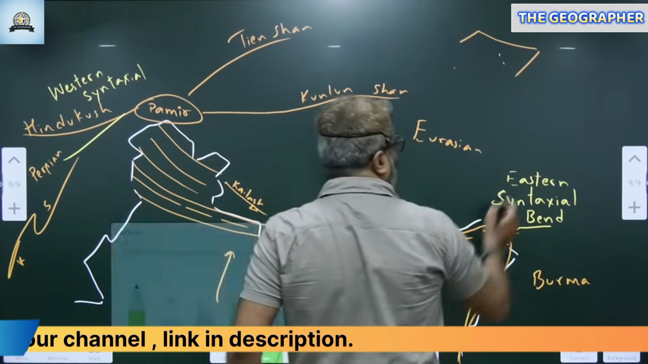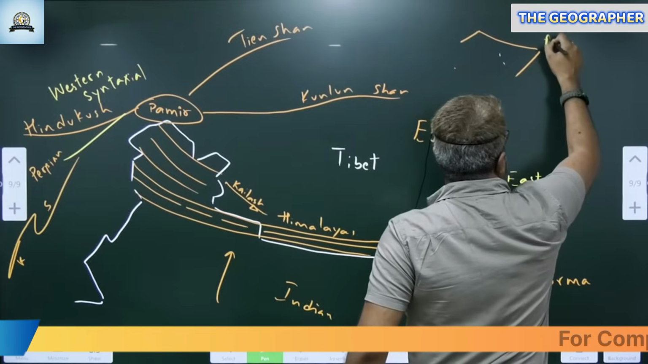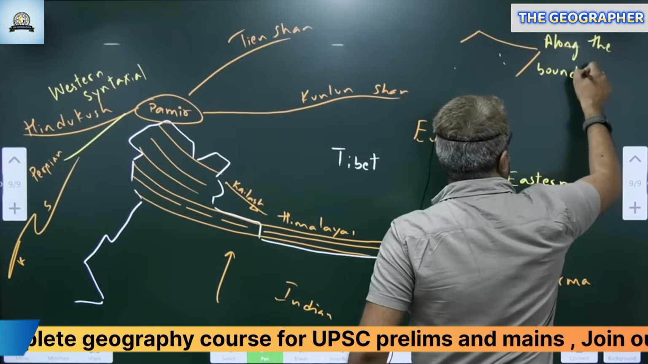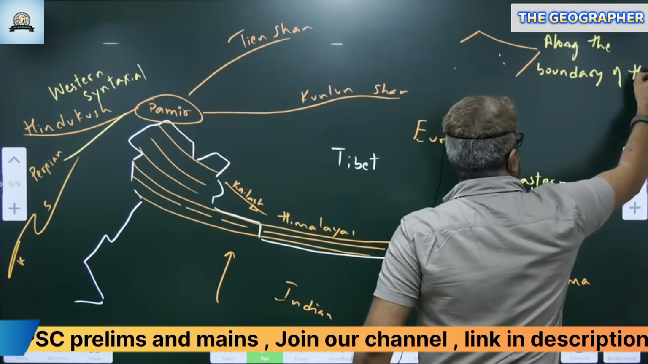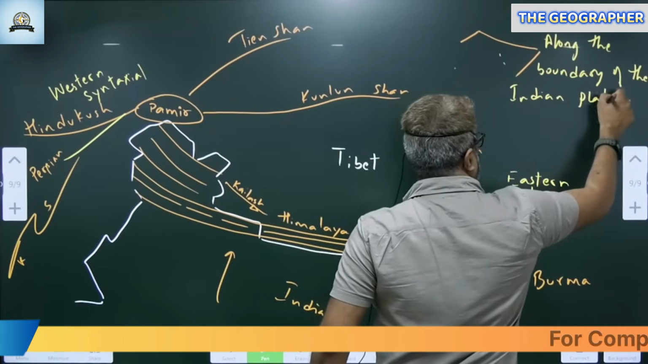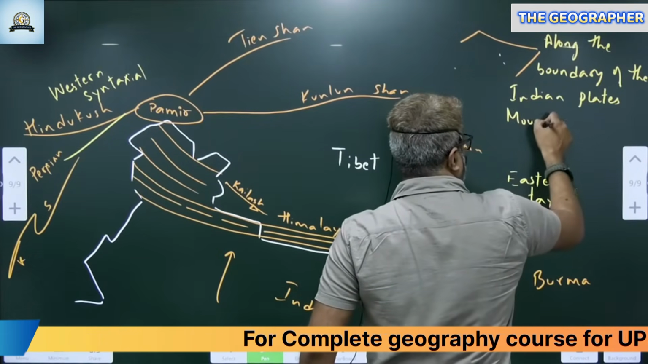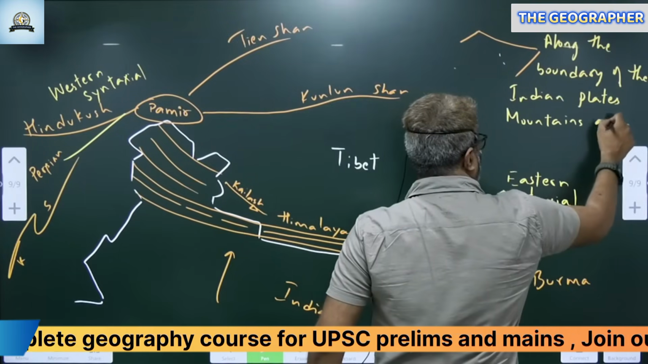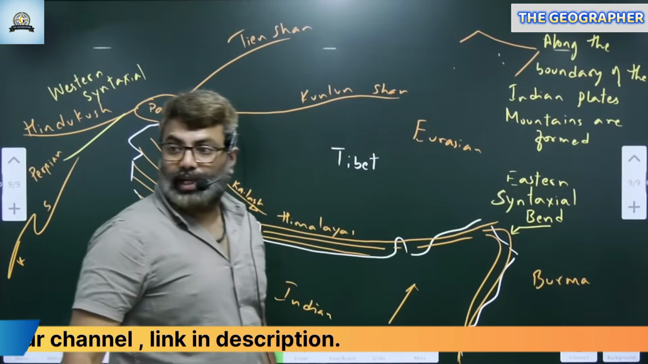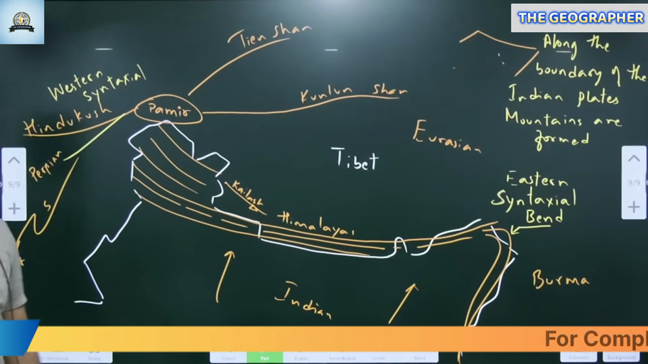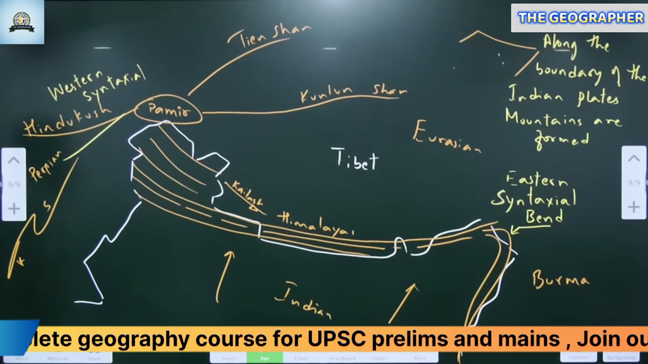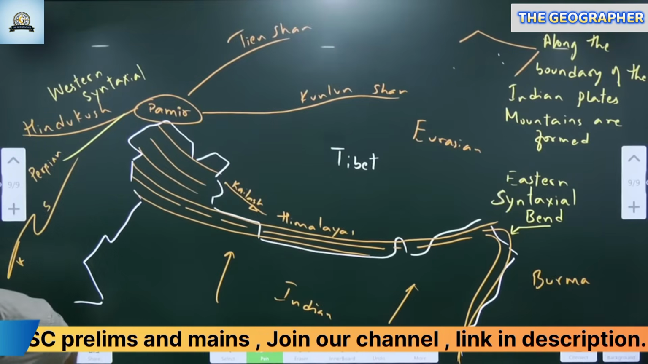I'll write that theory here. Along the boundary of the Indian plate, mountains are formed. As a result, we have syntaxial bends, eastern and western. I'll wait for you all to write.